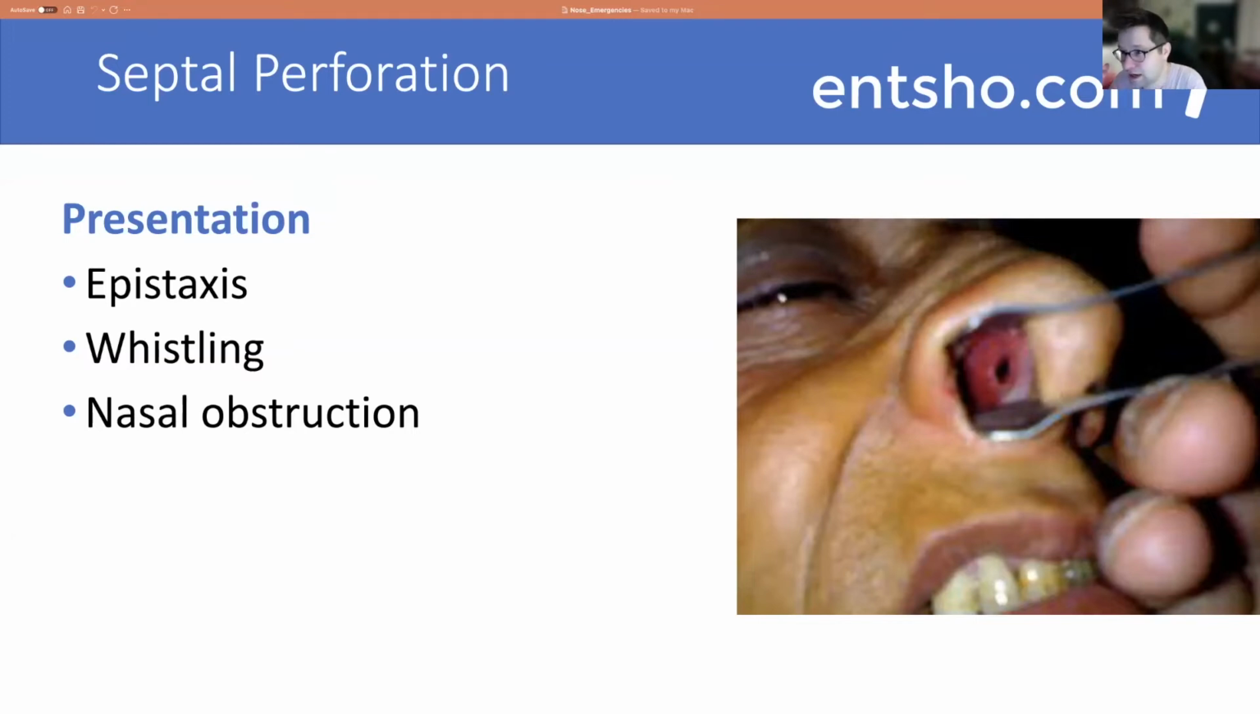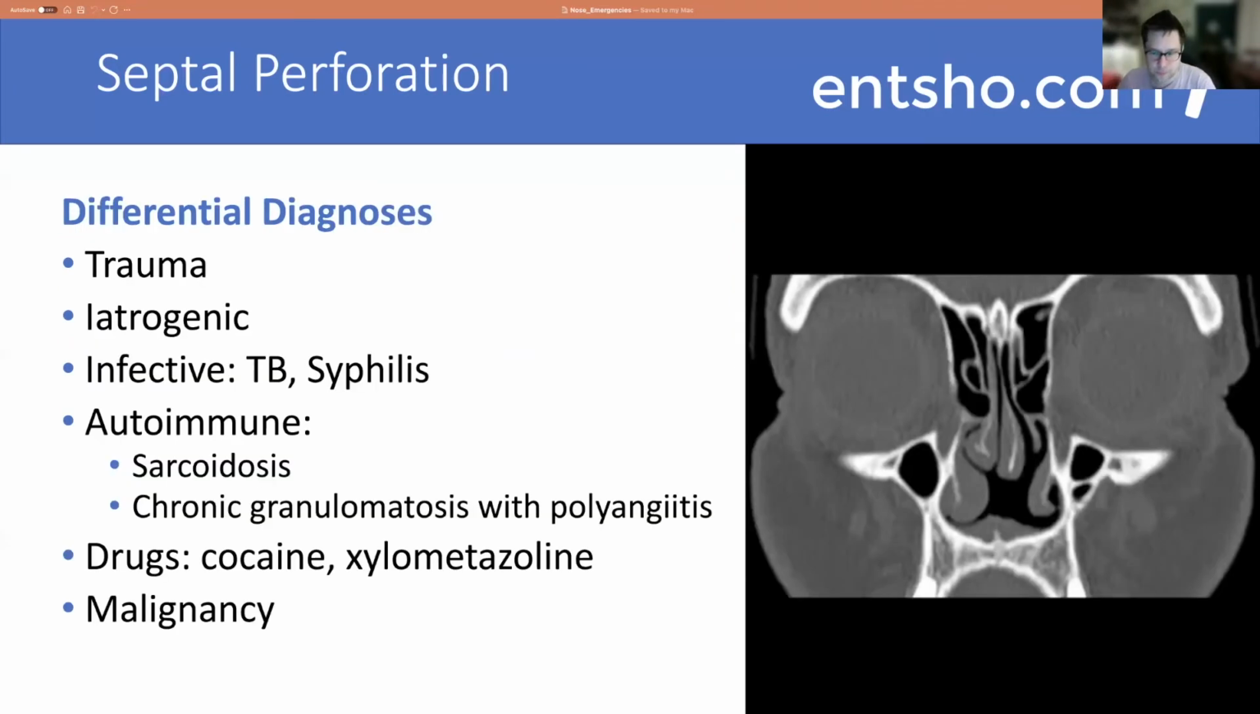You can get inflammation and a buildup of crusting around the perforation, which can make you feel like your nose is blocked. You can see on the scan here the absence of the septum. The differential is quite wide, and I'll not read through them, but thinking about the patient you've got in front of you, are they reporting or at risk of any of these differentials?